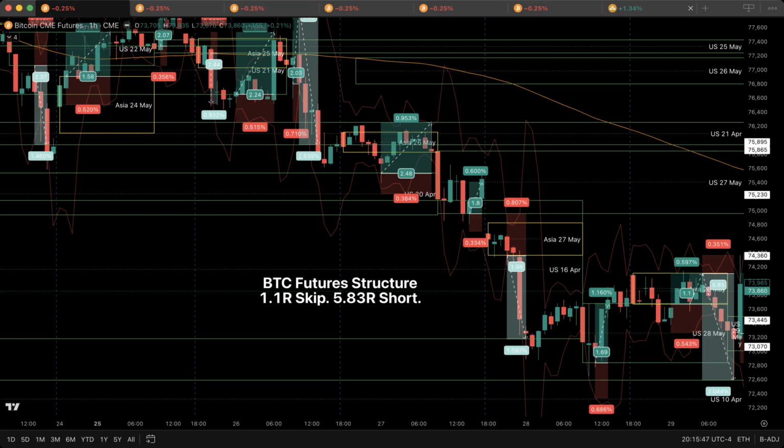Risk-reward ratio: 5.83. Now the trade quality changes. The first long had 1.1. The short gives 5.83. Same chart. Different quality. That is why direction alone is useless. The long looked tradable, but the reward was weak. The short came after the upper side failed.